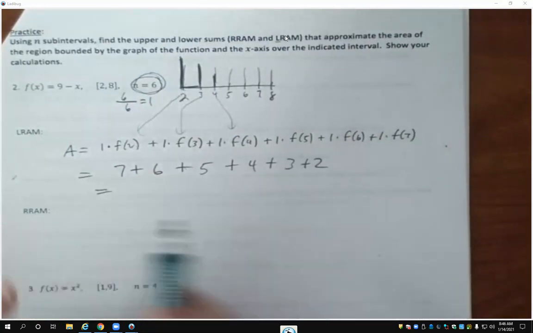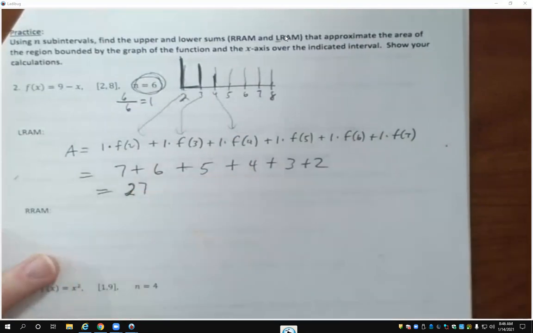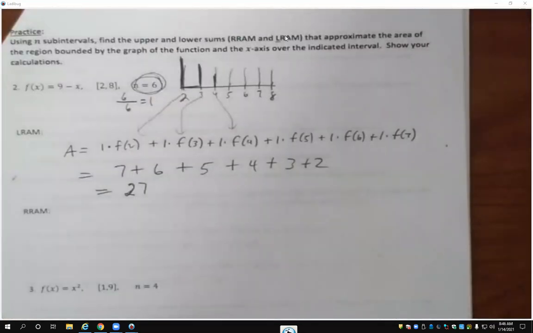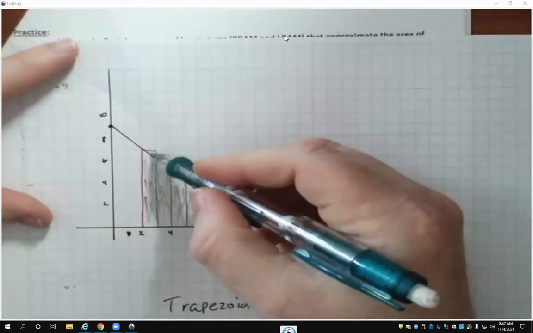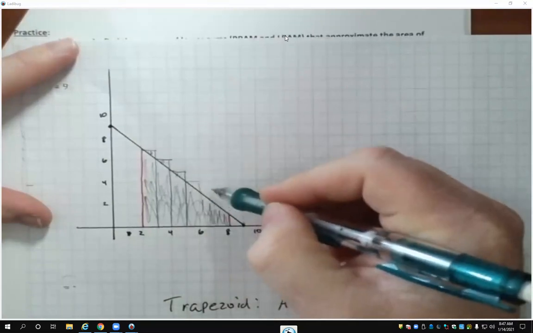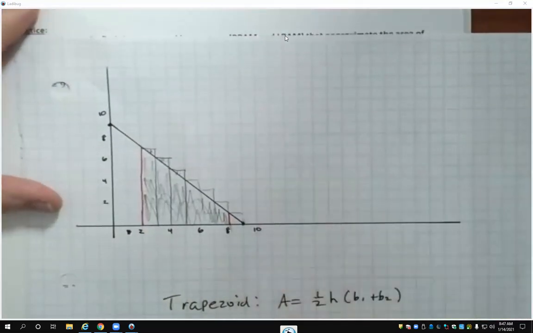And if we add this all up, we get a total value of 27, which, based on us seeing this diagram right here, we knew was going to be an overestimate. On this particular one, we actually know that the exact area is 24. LRAM gave us an overestimate because it was giving us all this extra area outside of our graph. And as we keep going, we keep getting that extra area in all these. That's the last one.